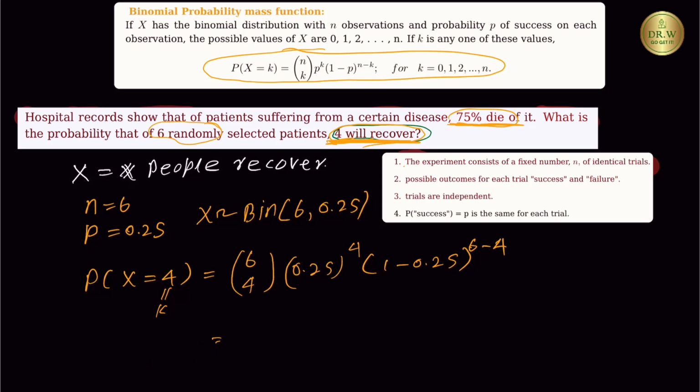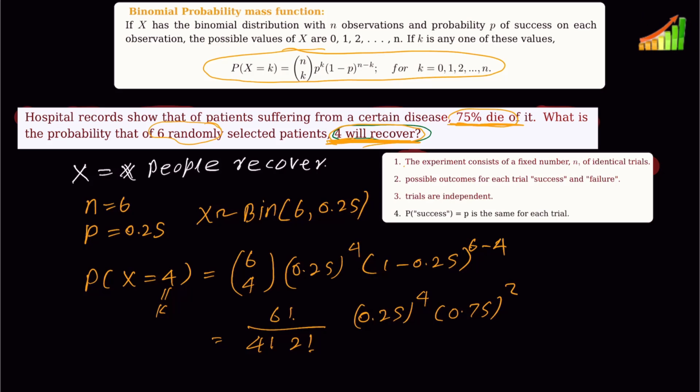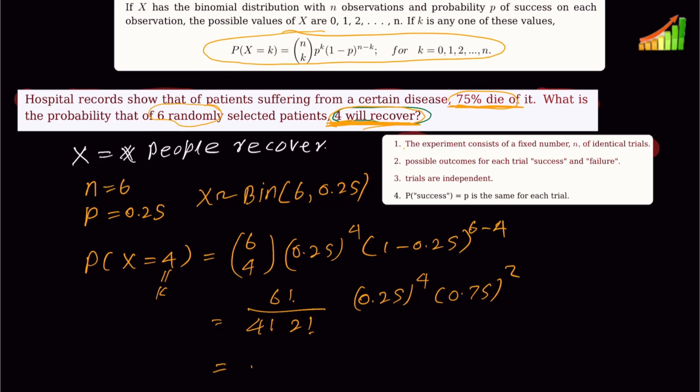Right, then 6 factorial over 4 factorial, 2 factorial, and this is 0.25 to the power 4, and this is 0.75 to the power 6 minus 4, which is 2, right? So this is 0.033. That is the probability of 4 recover.